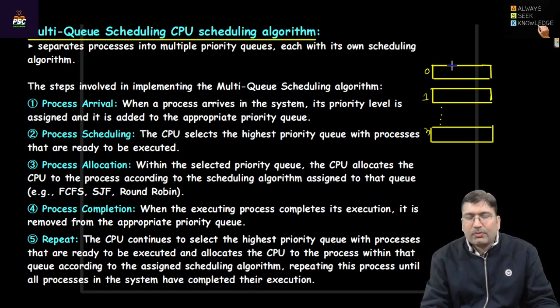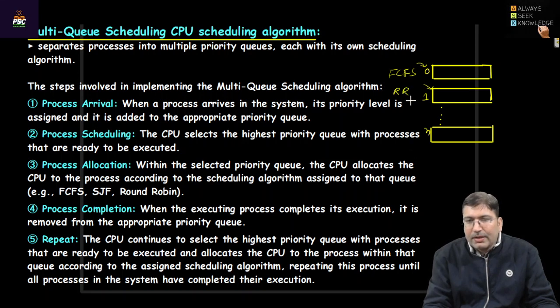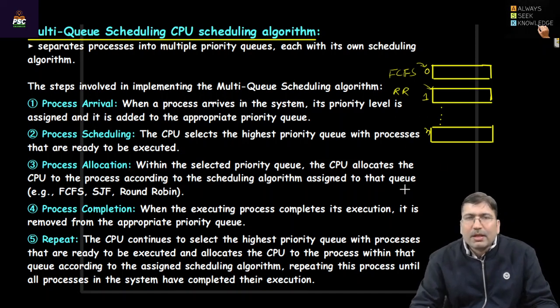And the scheduler will pick up the process from the top level. Once it is empty, then it will start picking from the next level and so on. This keeps happening on different levels of the queue. Different algorithms can be applied. So let's say at the very first level FCFS is running. In the next level, there may be round robin running and so on. So it is possible in this. And the same steps will be repeated until every process finishes its lifetime.